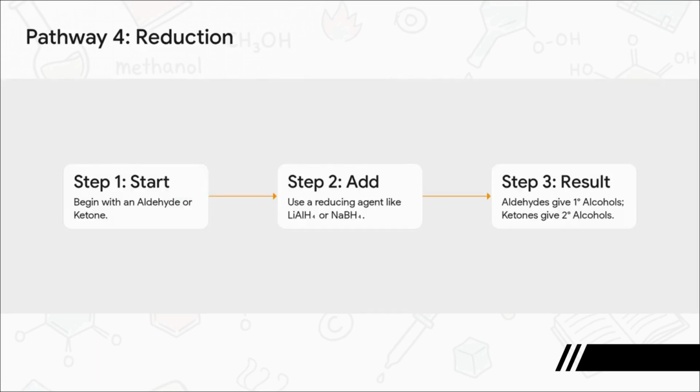All right, pathway number 4 is all about reduction. This is another way we can attack those carbonyl compounds, the ones with the C double bond O. All you have to do is add a reducing agent, something like sodium borohydride or LiAlH4, and the logic is super simple and consistent. Aldehydes always reduce to give you primary alcohols, and ketones, they always reduce to give you secondary alcohols. So again, the key is just knowing what you started with to know what you'll end up with.